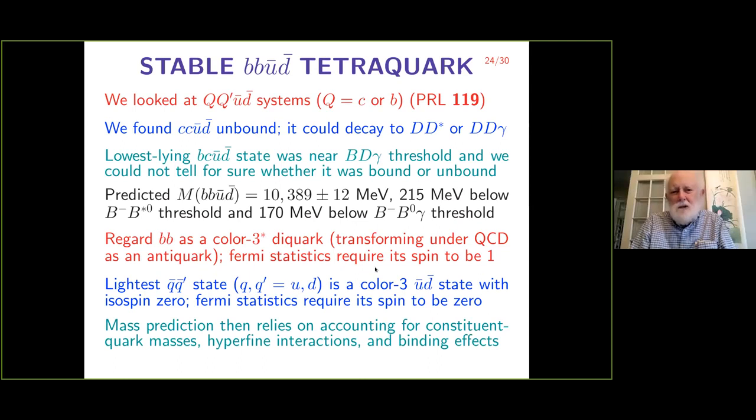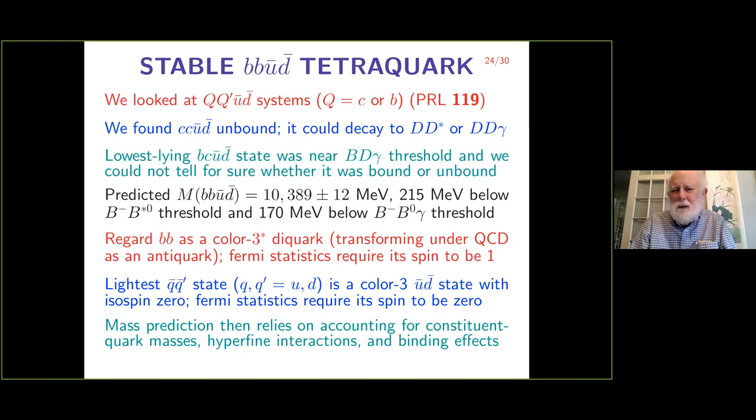Okay, the tetraquark. So we found the T_cc u-bar d-bar unbound. It could decay to D star or D gamma. The lowest lying b c u-bar d-bar state was near the B D gamma threshold, so we could not tell for sure whether it was bound or unbound. And we predicted the binding energy of the b b u-bar d-bar state to be 215 MeV below B B star threshold and 170 MeV below B B gamma threshold.